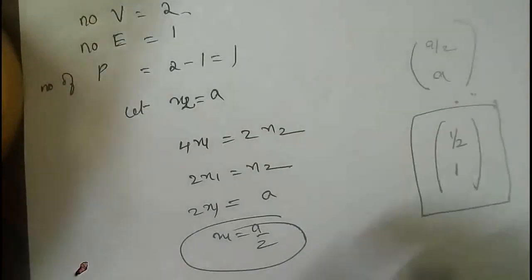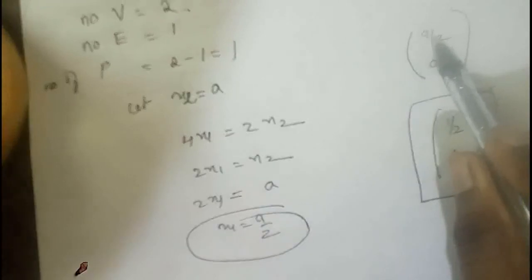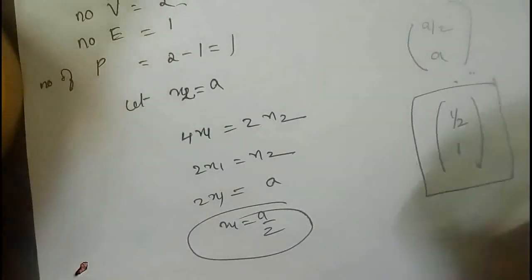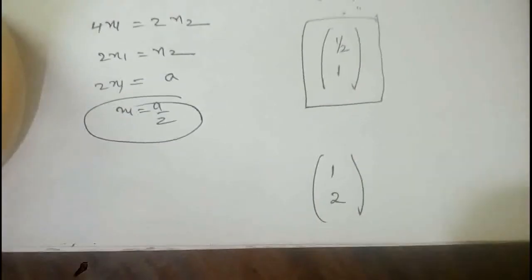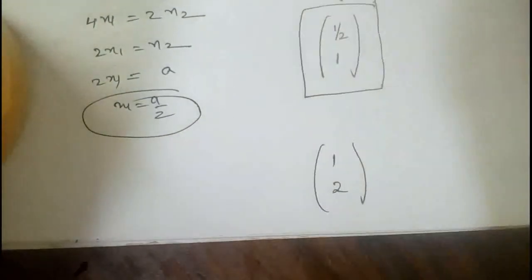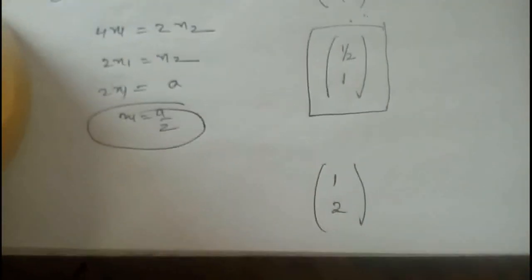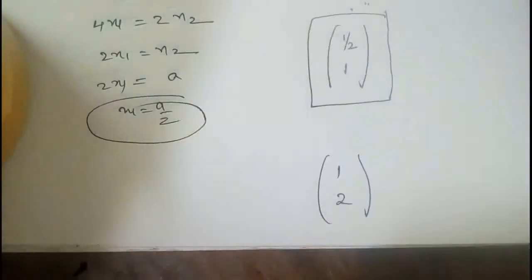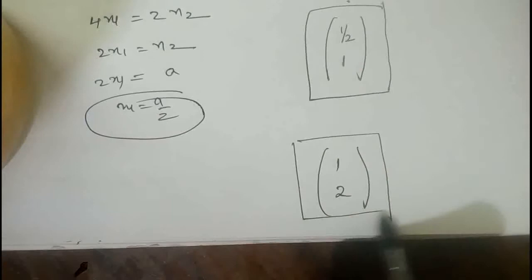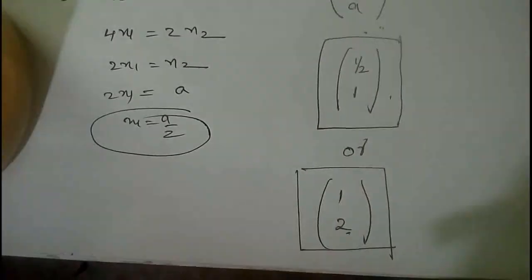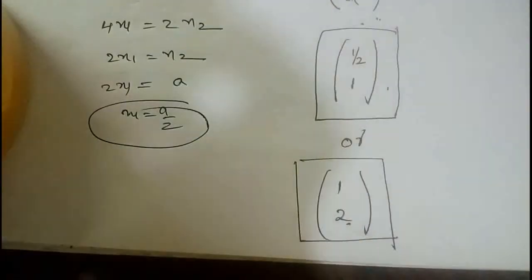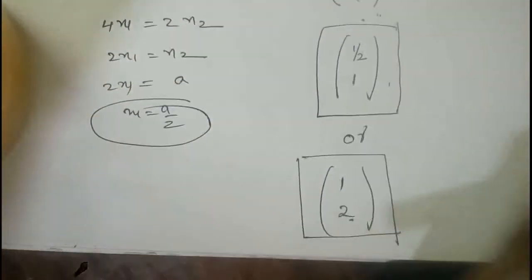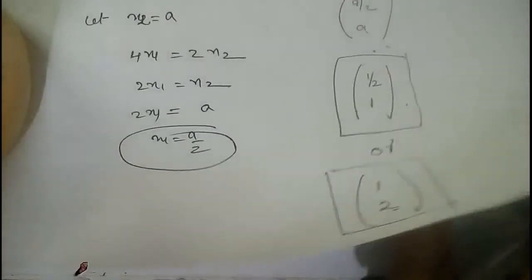Otherwise we can take a equal to 2 and x1 equal to 1. So a lot of eigenvectors we will get, but the linearly independent eigenvector is only one. So corresponding to lambda, we will take only one solution. We can take this or any other solution of this equation as an eigenvector. But the linearly independent eigenvector is only one, corresponding to lambda equal to 1.